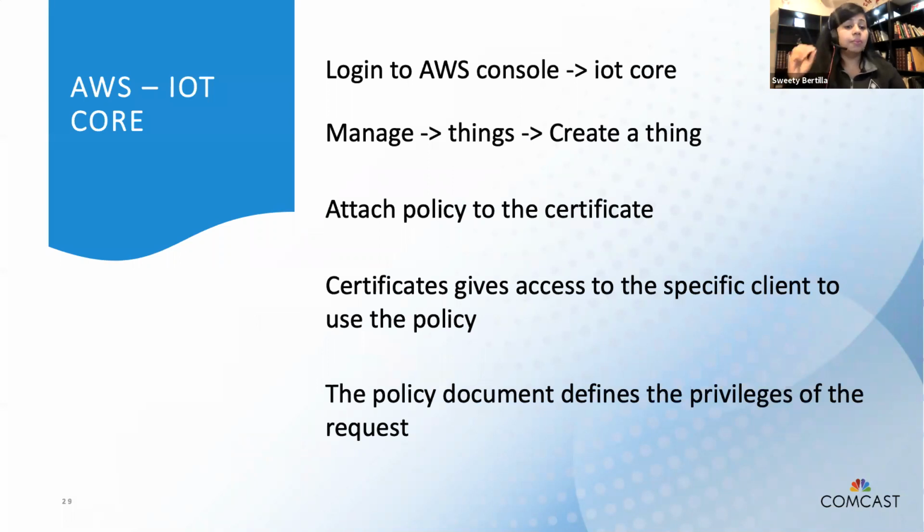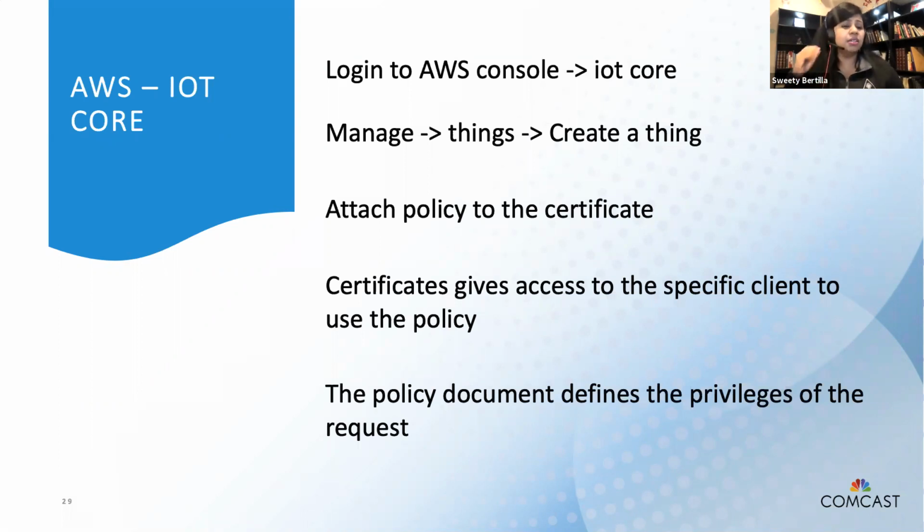Now let's talk about AWS IoT Core. If you want to create an MQTT broker in AWS, the first thing you need to know about is the AWS console, IoT Core, where you can go to manage things and create a thing. A thing is the IoT, Internet of Things, device, where you can create a LIFX or a Philips Hue device and manage it.